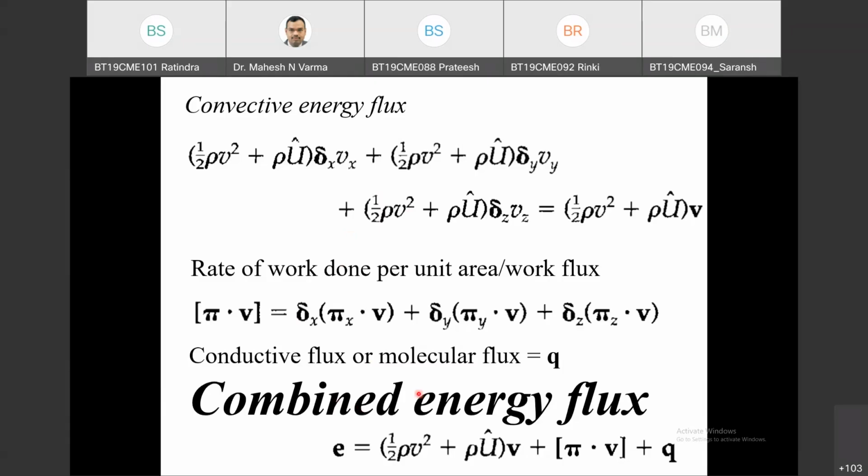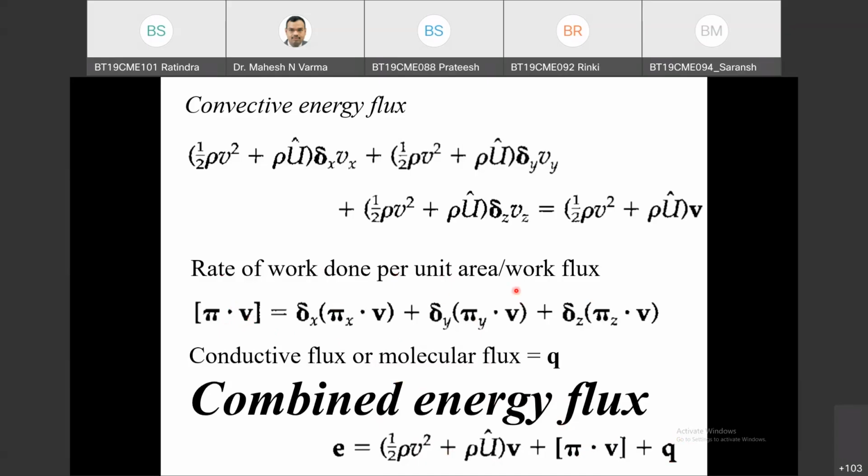So hereafter we will be using this combined energy flux. This combined energy flux will have three components. One will be this convective energy flux. Another will be a work flux associated with the molecular transport, and this will be a conductive energy flux. We have already discussed how shear stress multiplied by velocity can be interpreted as a work flux.